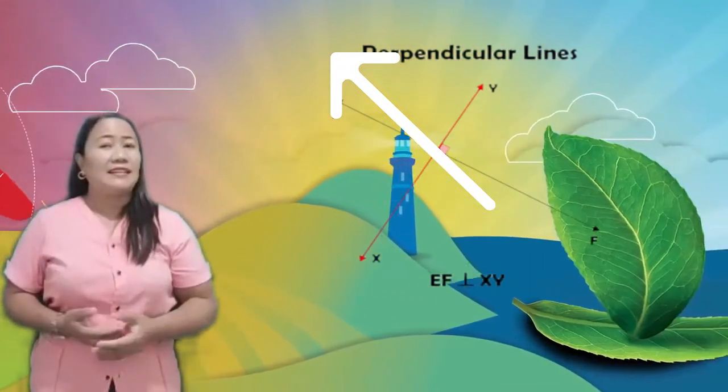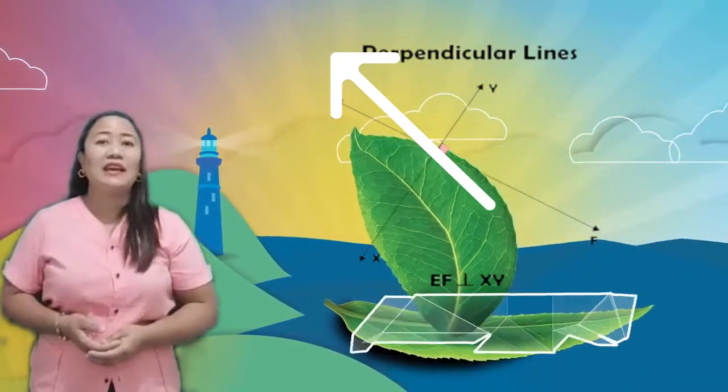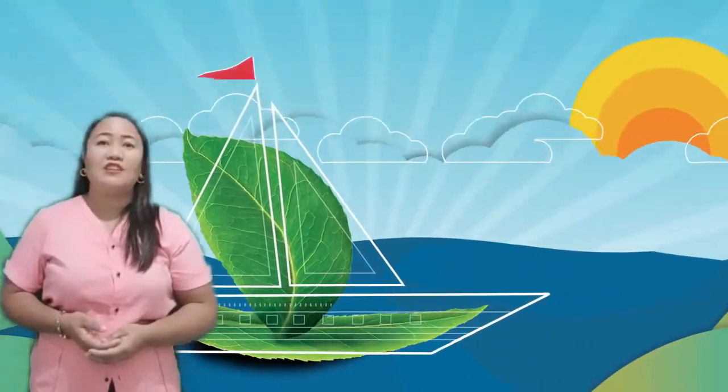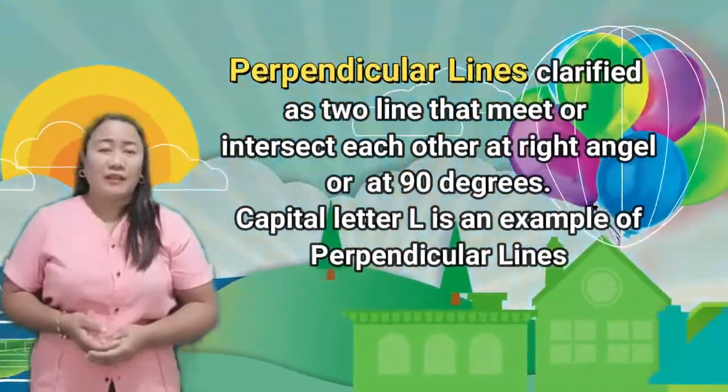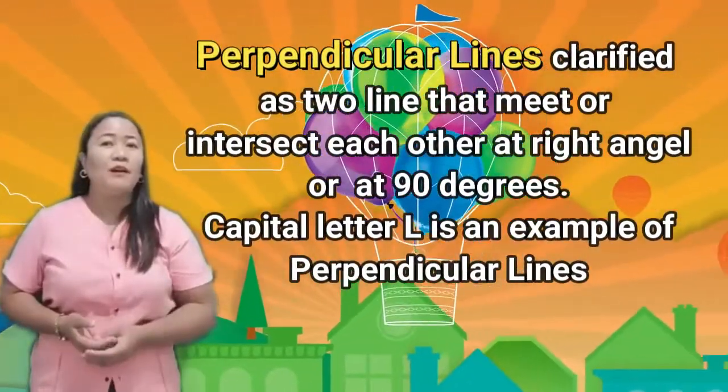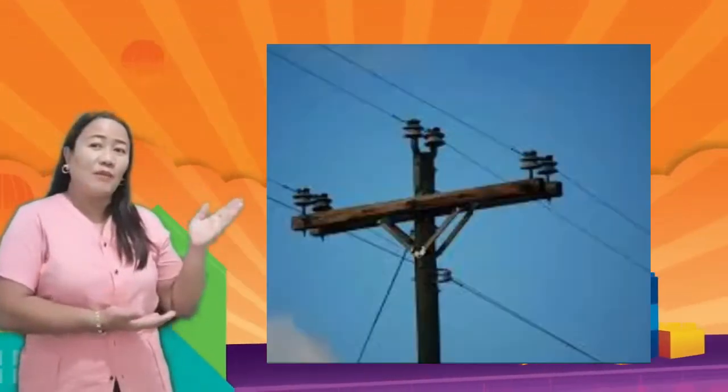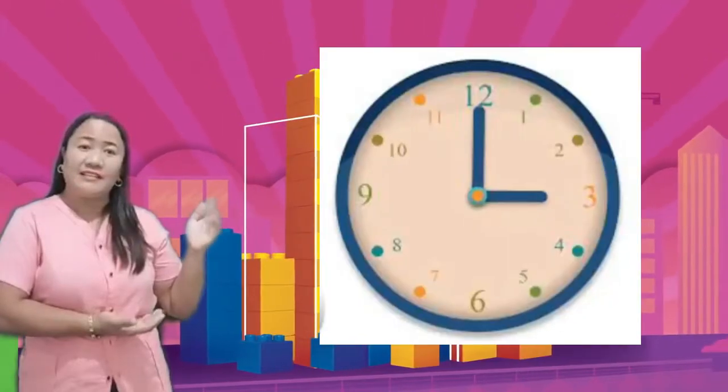Perpendicular lines are defined as two lines that meet or intersect each other at right angles or 90 degrees. The capital letter L is an example of perpendicular lines. Other examples of perpendicular lines are these.